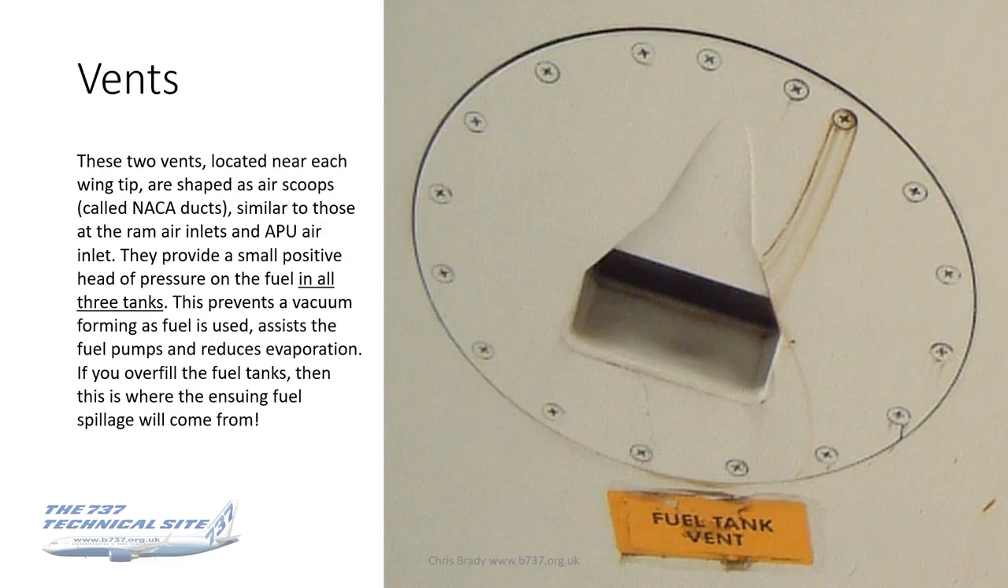So this is a close-up of the tank vent, and you can see in this close-up that it's actually an air scoop. It's a NACA duct, and you'll have seen these also at the ram air inlets and also the APU air inlet. It's the same sort of shape, and for good reason. It's proven to work, and the reason for this air intake is to provide a small positive head of pressure on the fuel air in the fuel tanks.